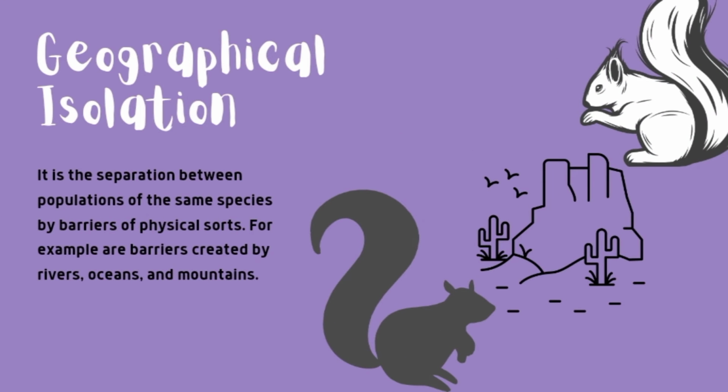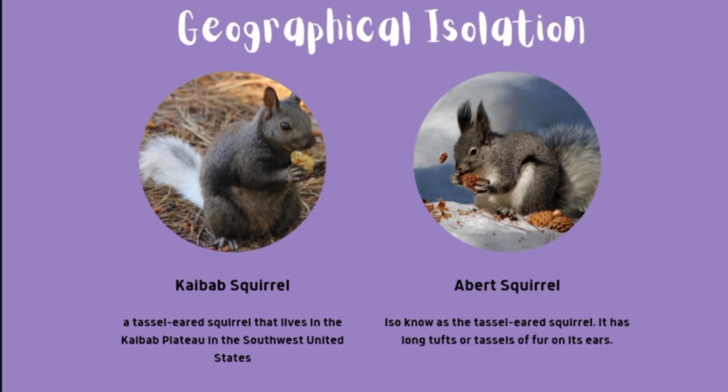Number 1 is geographical isolation. It is a separation between populations of the same species by barriers of the physical sorts. For example, barriers created by rivers, oceans, and mountains. An example for this barrier is the Kaibab squirrel. It is a subspecies of the Abert squirrel that was formed when a small population became isolated on the north rim of the Grand Canyon.